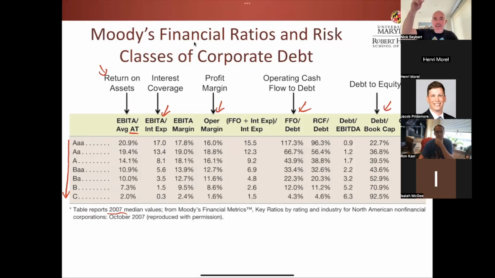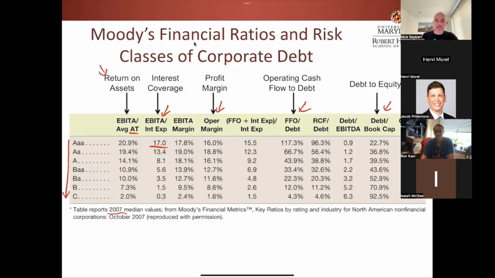And you can see, as you go down the rating scale, all the stuff gets worse. And so the question about interest coverage: we saw Best Buy had an interest coverage ratio of 122. Is that good? Well, the average AAA rated firm has 17. So yeah, 122 is insane. Absolutely nothing to worry about.